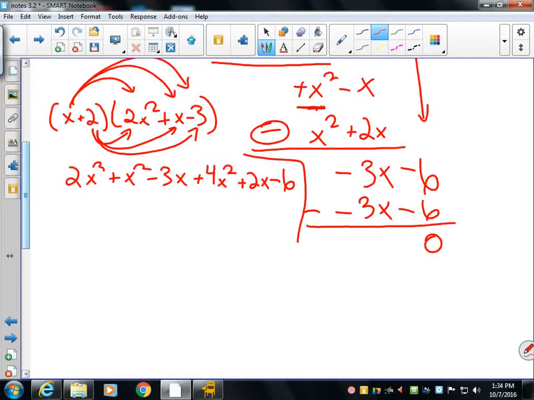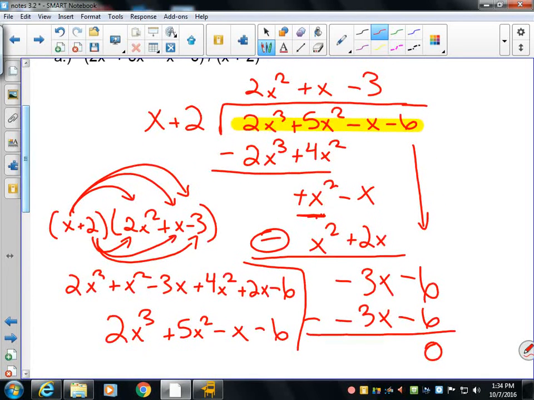Are all my terms okay? 2x cubed, x squared minus 3x, then the 2 times 2x squared is 4x squared, 2x minus 6. Now I combine, so I have what? 2x cubed, how many x squared? 5x squared. How many x's? Minus 1x, and then minus 6. Is that what was underneath there? Yep. So it checks, it verifies, we're good.